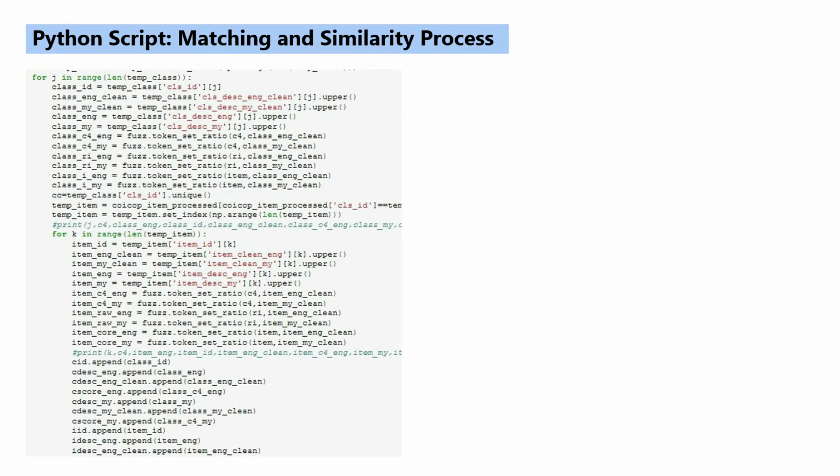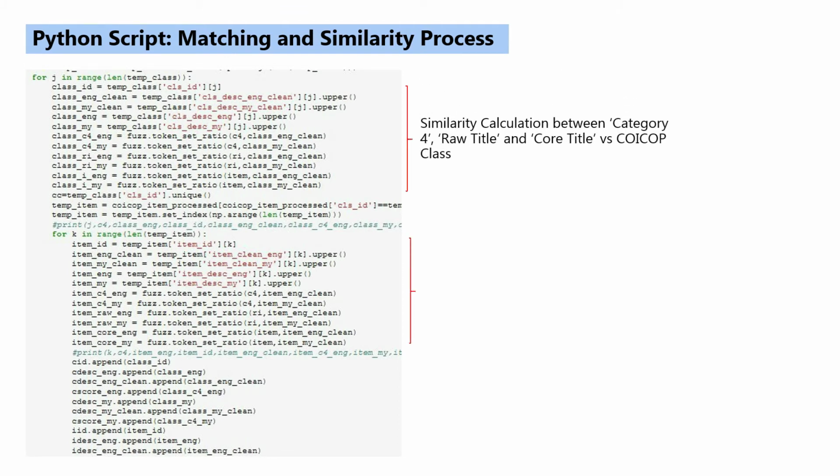The following image shows the script of the matching and similarity process. This part shows the similarity score between the given category 04, raw title, core title, and COICOP class, and also COICOP division. The score will be saved and used for score calculation to get the best classification for each title from the data source MyDin.